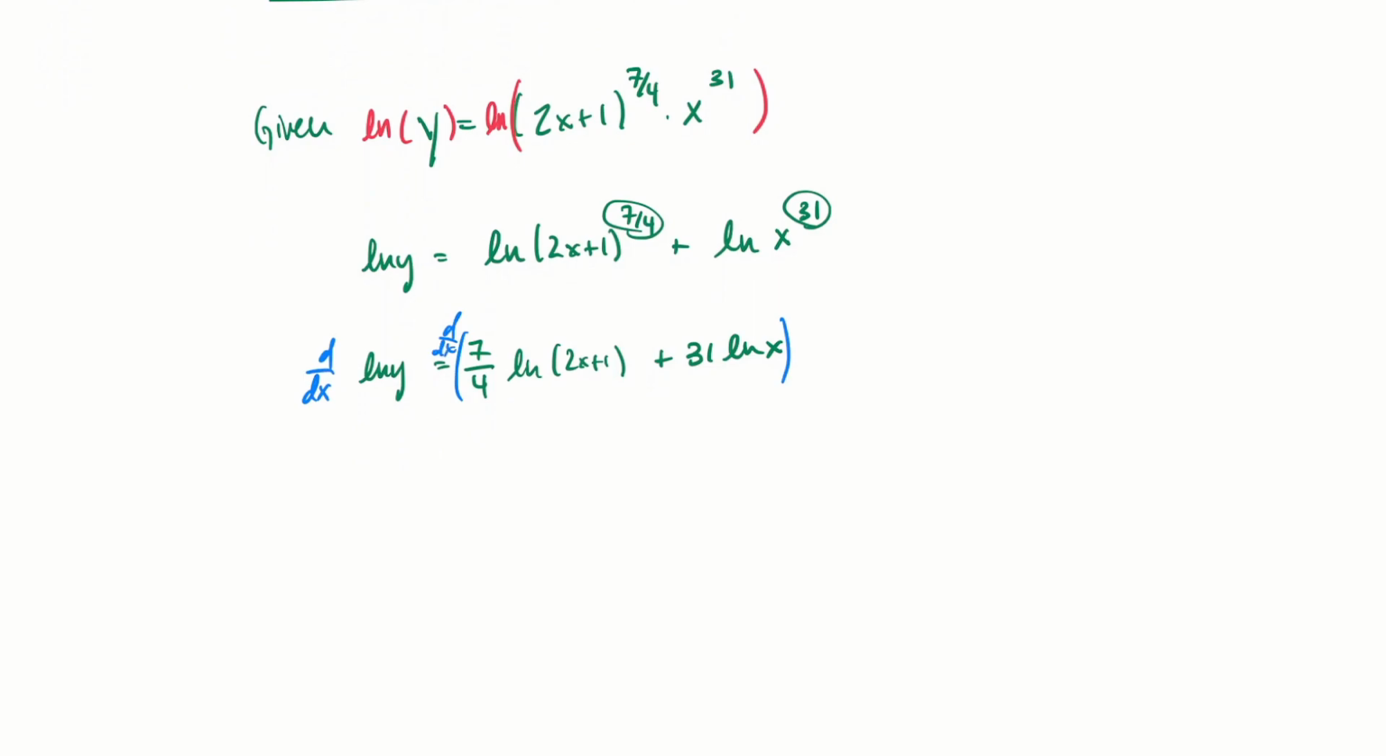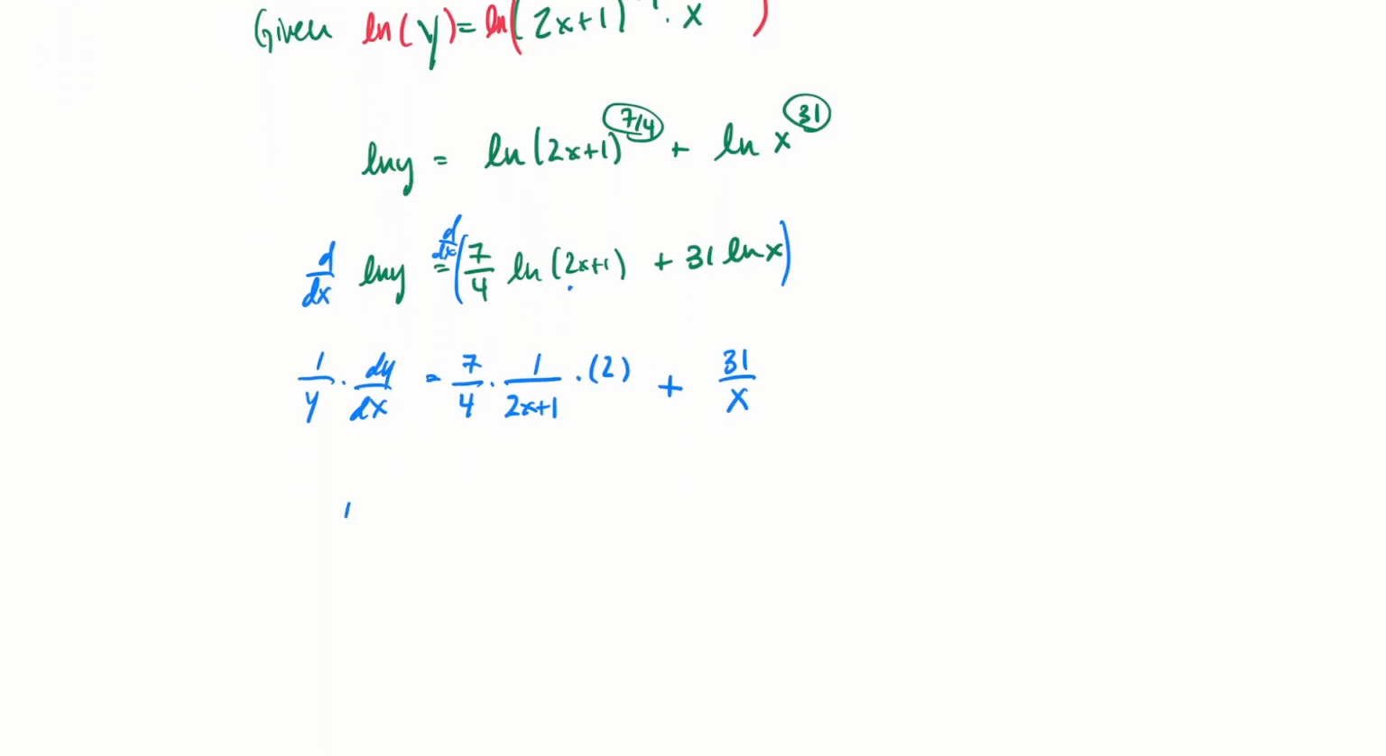All right, and so then we get on the left the derivative of ln y. Well, y is really a function of x, so we will get 1 over y, but then we'll need to respect the chain rule, dy/dx, equals, and then on the right, these are all ln derivatives, so they're pretty simple. So 7/4 times the derivative of natural log of 2x plus 1, which is 1 over 2x plus 1 times 2, right? Because we had this inner function here, plus the derivative of 31 ln x is 31 over x, right? 31 times 1 over x.